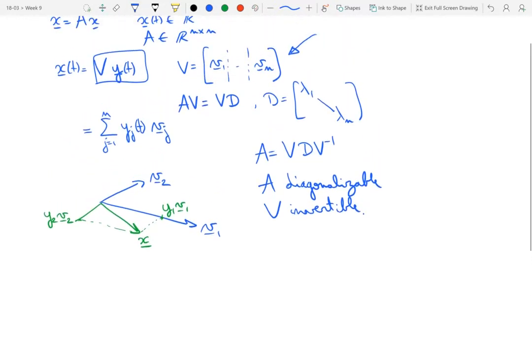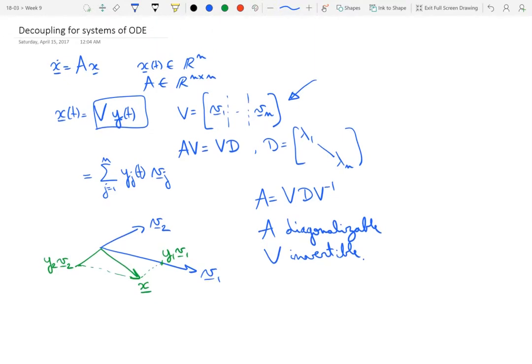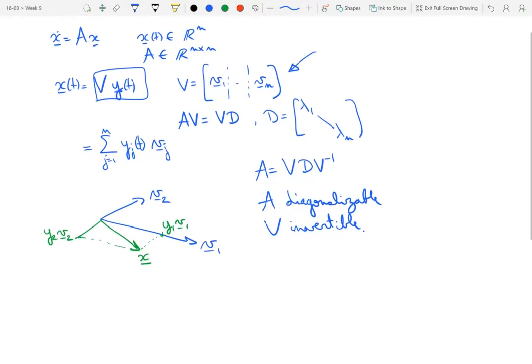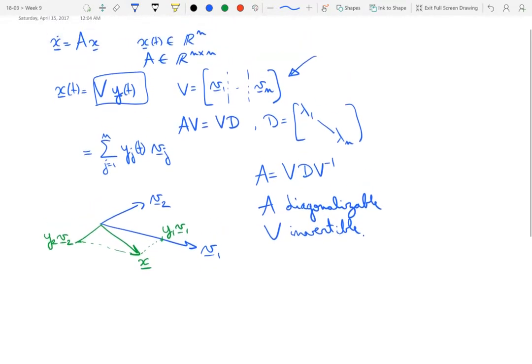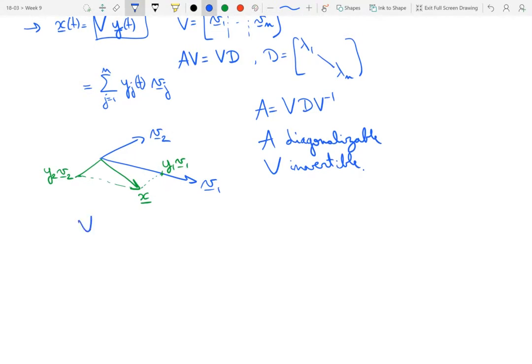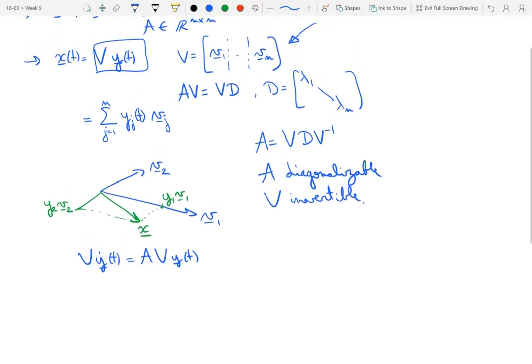Okay, so let's return to the equation that we're trying to solve here, the homogeneous equation x dot equals Ax, homogeneous because it doesn't have a right-hand side. And let's see how that works when we start from this equation that we'll label 1 and try this decoupling strategy to solve it. So we go ahead and use this expression here, plug it in equation 1, and we end up having V y dot of t is equal to A V y of t. That's when you use x equals Vy.